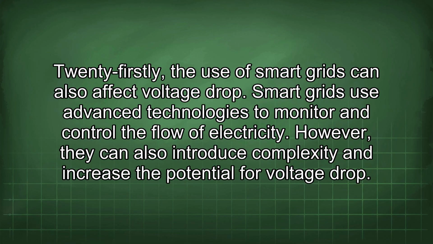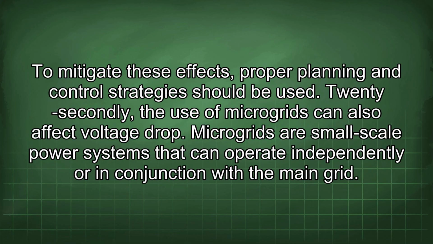21stly, the use of smart grids can also affect voltage drop. Smart grids use advanced technologies to monitor and control the flow of electricity. However, they can also introduce complexity and increase the potential for voltage drop. To mitigate these effects, proper planning and control strategies should be used.